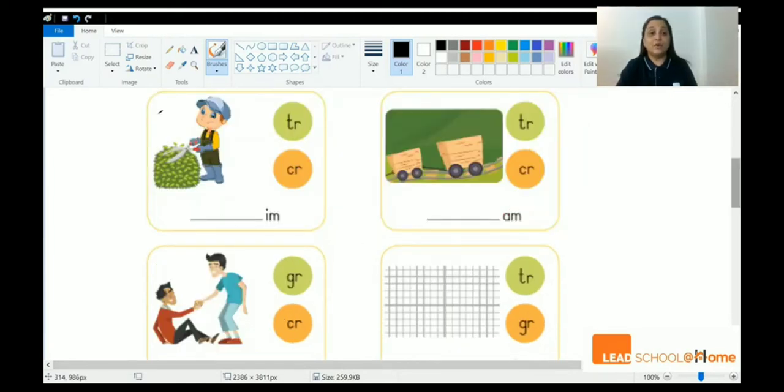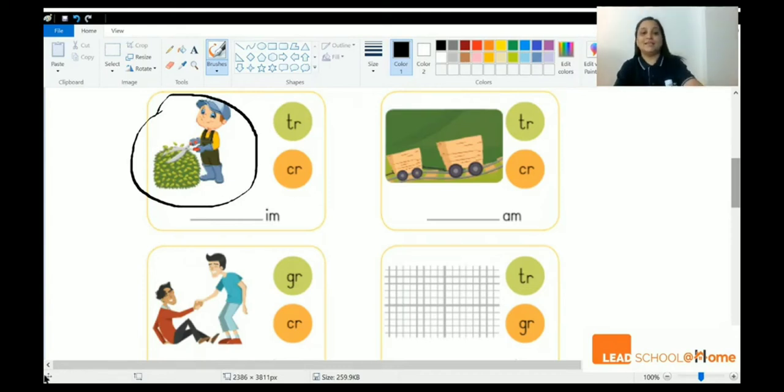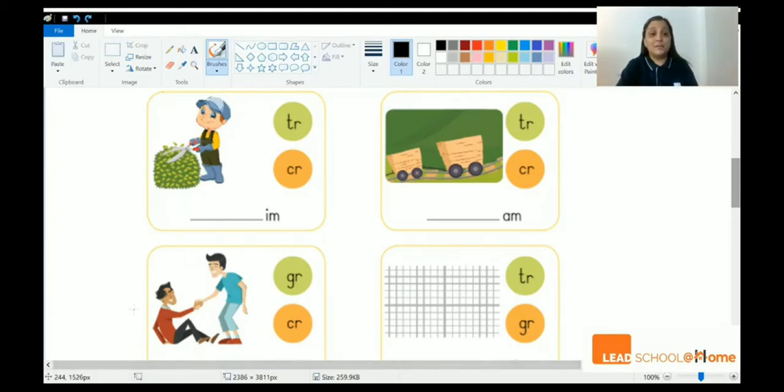Now look at this picture. What is happening here? What is he doing? Yes, he is trimming. So this is trim. Which blend do you hear in the word trim? This one or this one? Trim. Yes, we hear the blend tr.